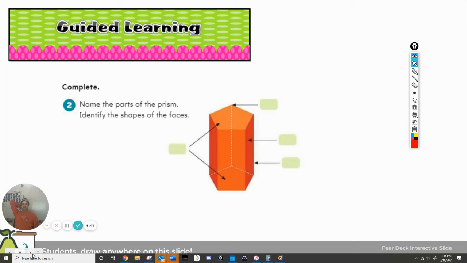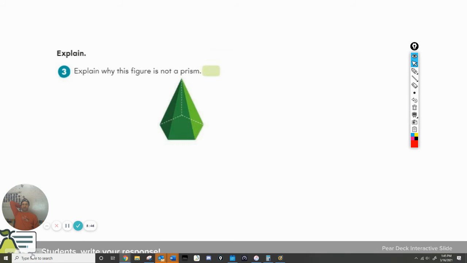Okay, let's continue. Why is this figure not a prism? Pause, ponder. Remember that a prism has two parallel, congruent bases. This has a single base, and then opposite of the base is a single vertex, which has a special name, which is called the apex. But this is most definitely not a prism.